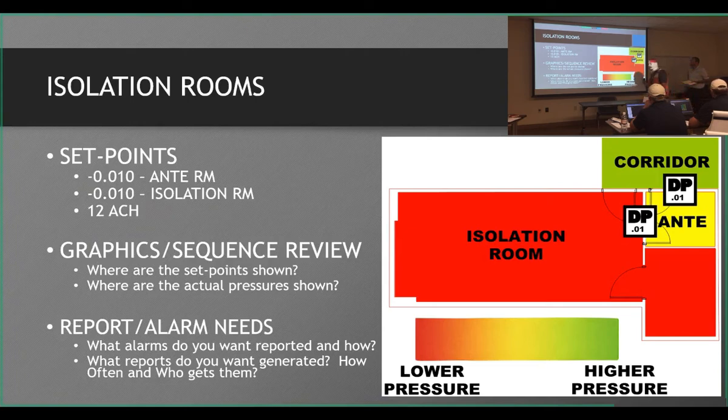These rooms have 2 modes, right? They have isolation and they have what is called setback mode. I'm going to show you that here in a minute, but setback mode is basically neutral. So you can set these up as a normal neutral room or an isolation room. 12 air changes per hour is what you are required to have in your isolation rooms. We can look and put that on the graphic if we need to, and send you that information.